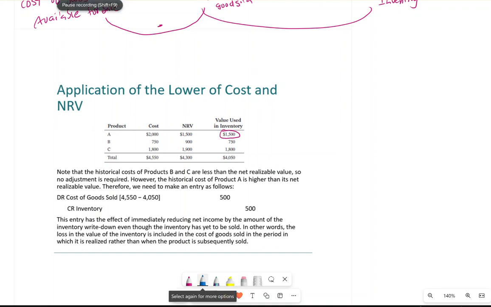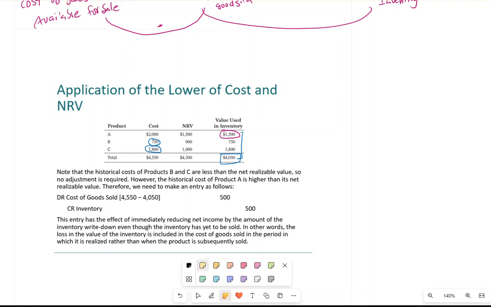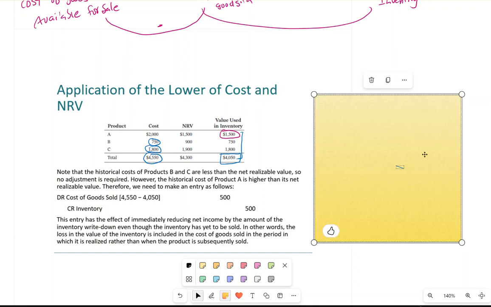When you compare product B, the cost is lower, and here your cost is also lower. So if you add them up, the value that you will use for your inventory will be 4,050. The cost of that inventory to you was 4,550. So this is the value that is sitting in your books.